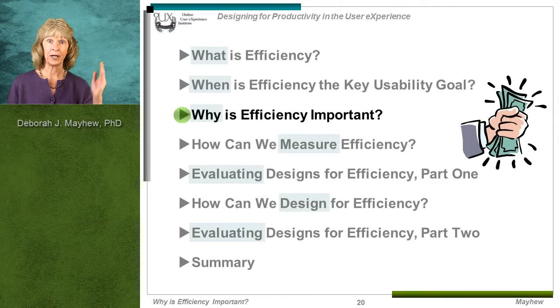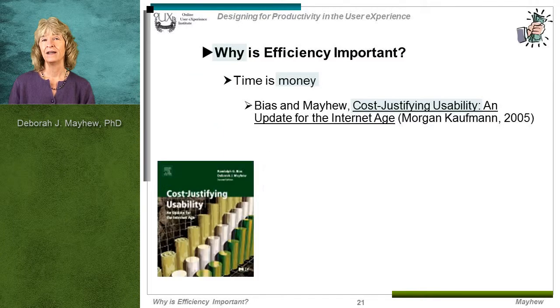Let's now turn to the bottom line impact of achieving efficiency in user interface design. How will an investment in ensuring efficiency pay off? Very simply, investments in efficiency will pay off because time is money.